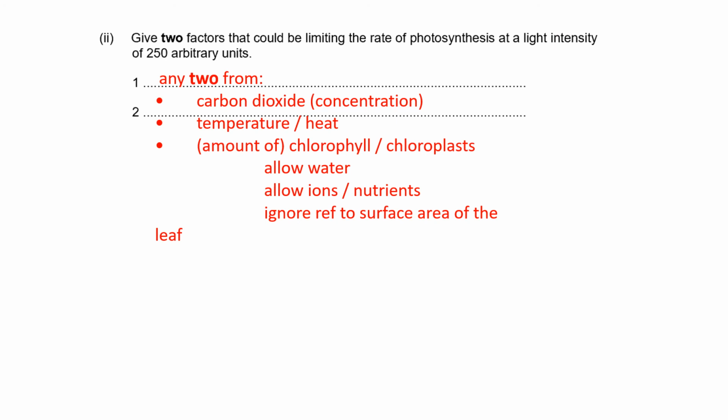Give two factors that could be limiting the rate of photosynthesis at a light intensity of 250 arbitrary units. The answer for this, it could be carbon dioxide concentration, temperature, amount of chlorophyll, or the water. Could be iron, nutrients, any of these. But ignore it if you write the surface area of the leaf.